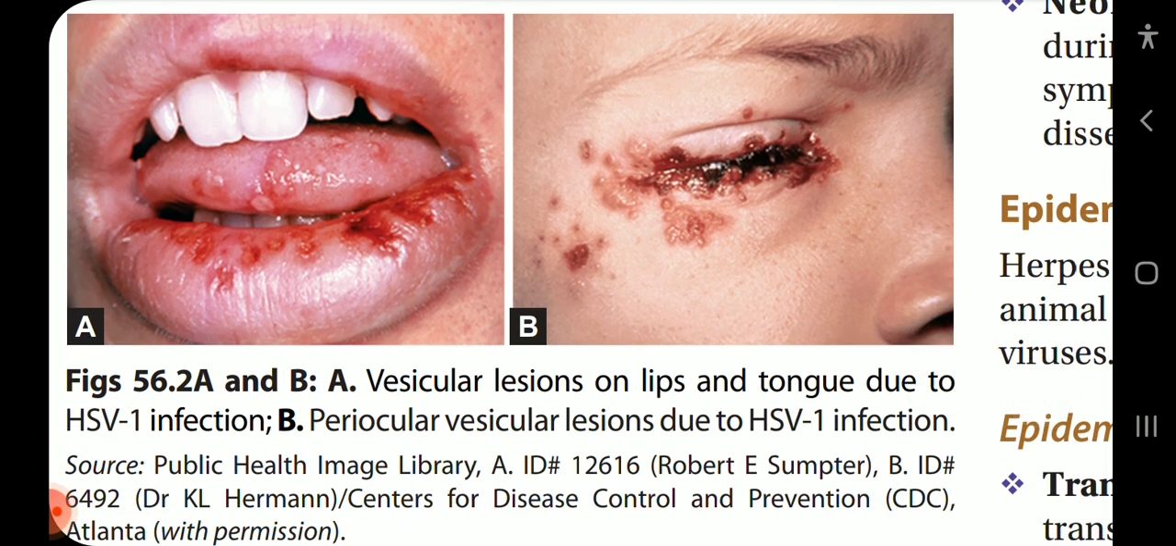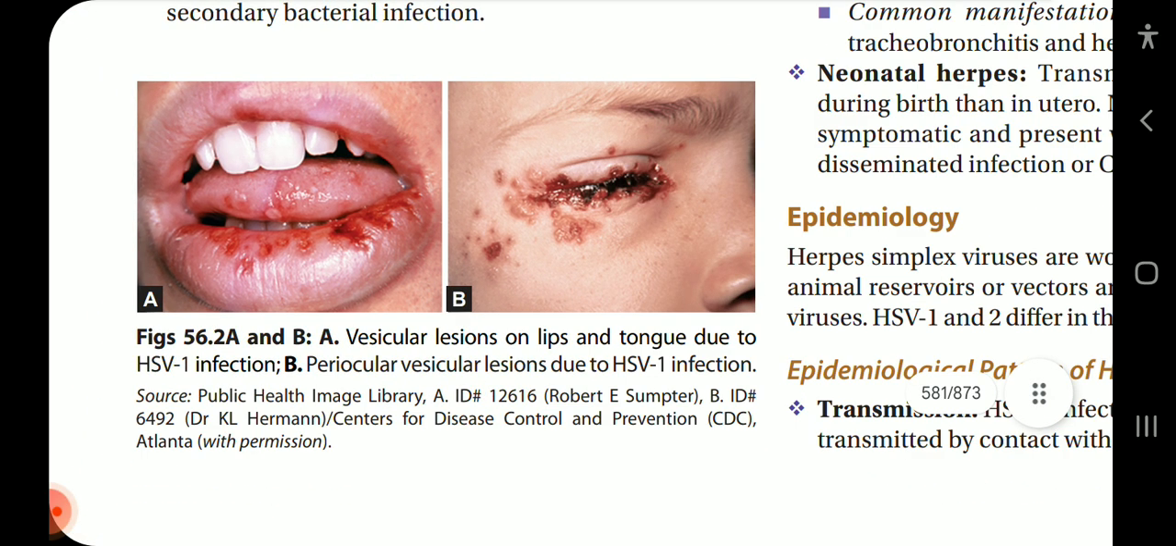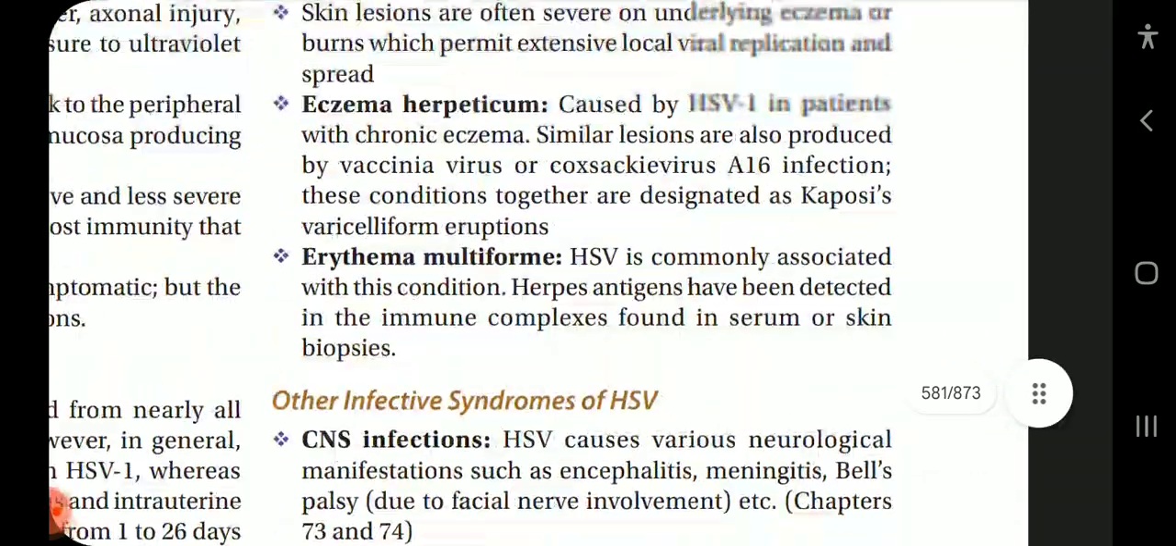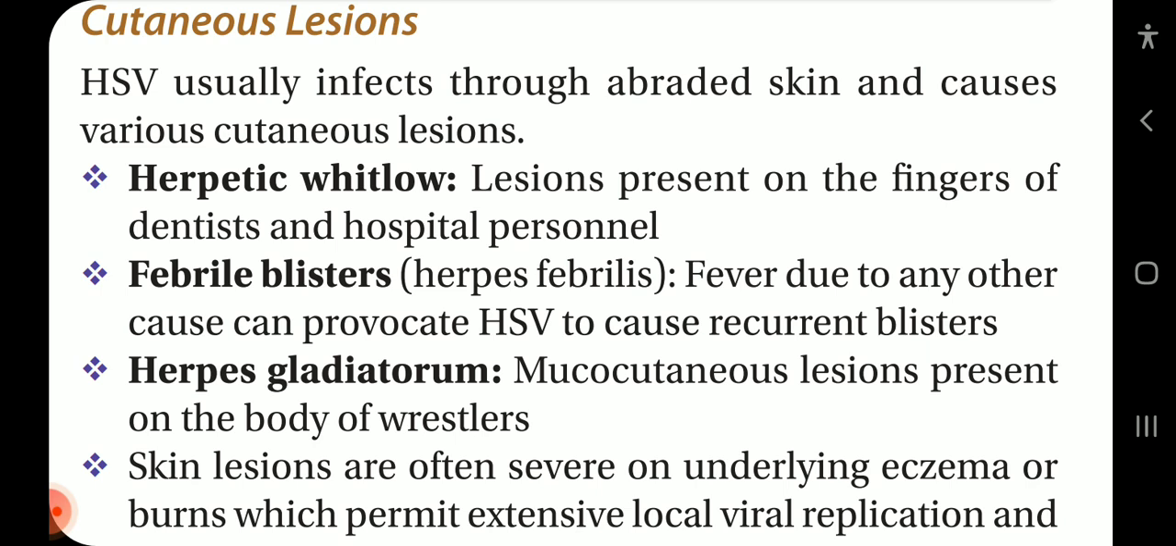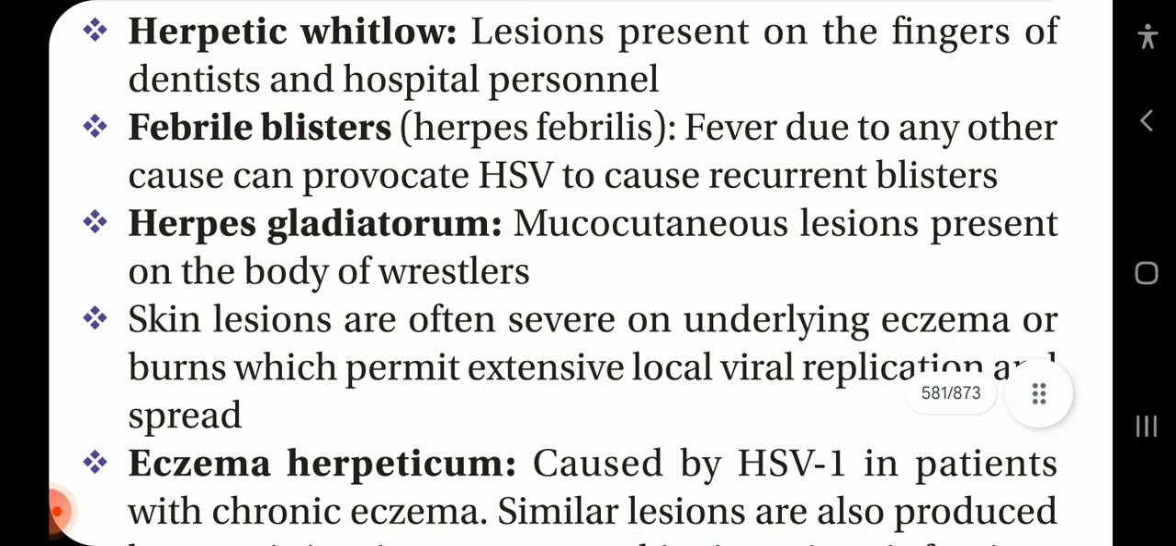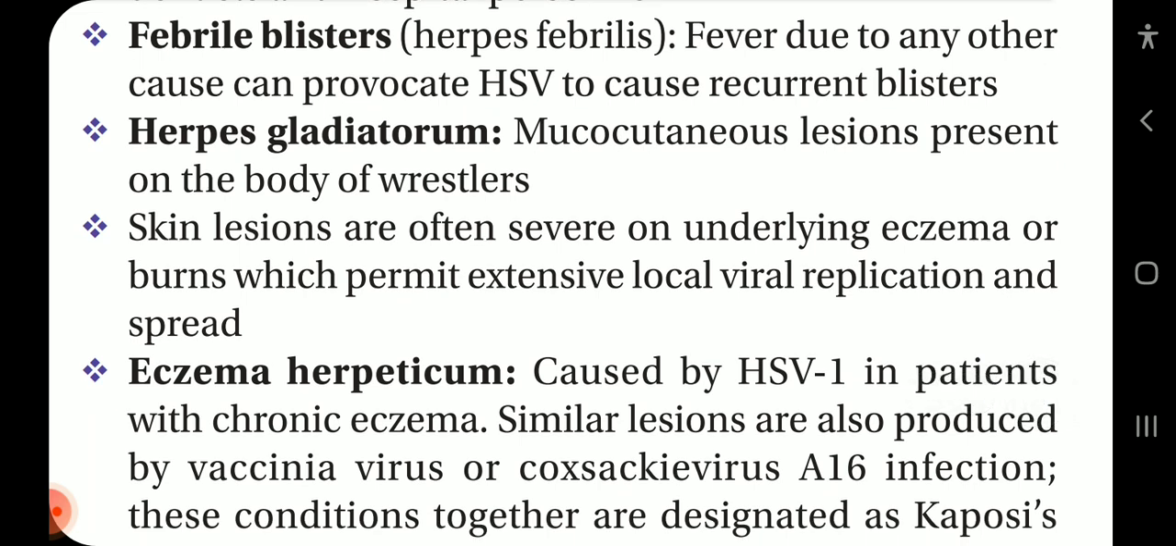Now, vesicular lesions on the lips and tongue due to HSV1 infection can be seen in figure A, while the periocular vesicular lesions due to HSV1 infection can be seen in figure 2. Now coming on to cutaneous lesions, HSV usually infects through abraded skin and causes various cutaneous lesions. Herpetic whitlow: lesions present on the fingers of dentists and hospital personnel. Febrile blisters, herpes febrilis: fever due to any other cause can provoke HSV to cause recurrent blisters. Herpes gladiatorum: mucocutaneous lesions present on the body of wrestlers.